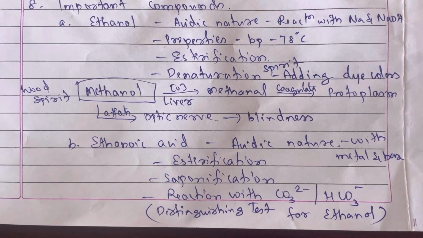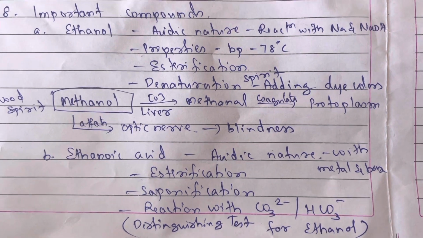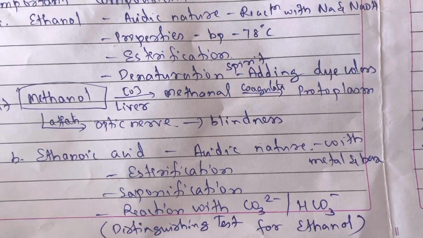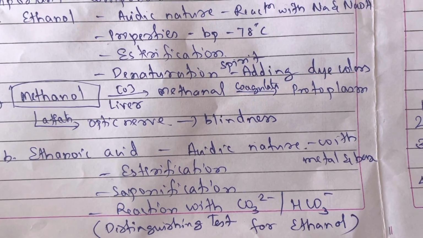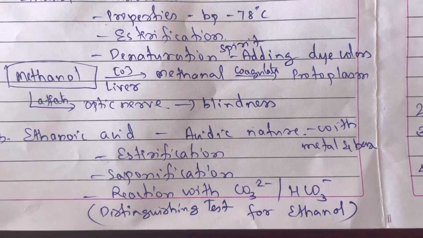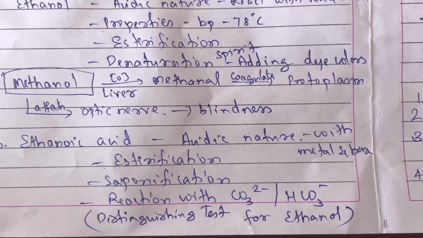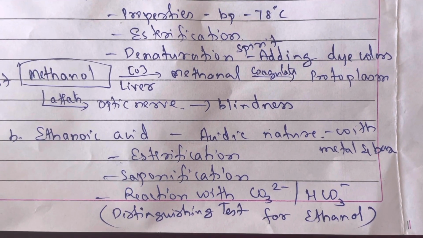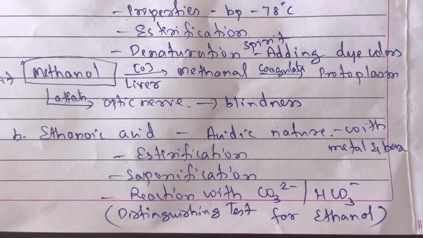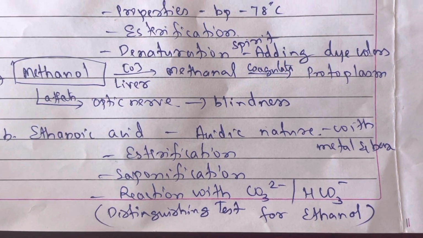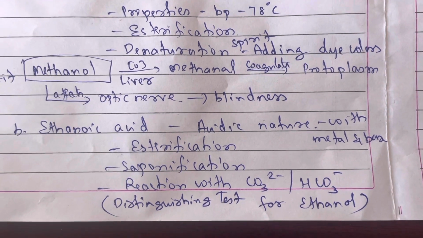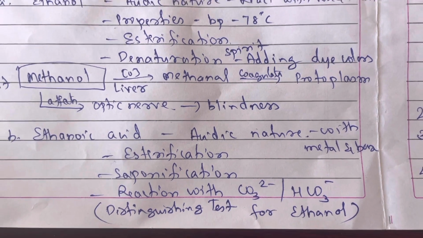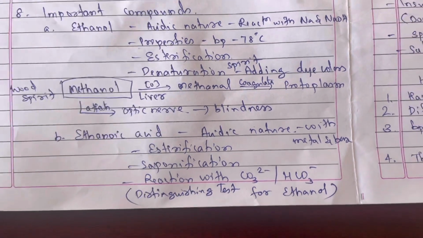Another important compound here is ethanoic acid, which belongs to the carboxylic acid family, and it showcases acidic nature. That means whenever it is made to react with a metal, it produces hydrogen gas and salt, and with a base it will give out salt and water. And it will also show esterification. It will also show saponification, where sodium acetate or sodium salts of esters are used to prepare back the soaps, like long chain fatty acids of sodium and potassium can be prepared out of this. And this gives a positive test with carbonate and bicarbonate by giving brisk effervescence with sodium carbonates or sodium bicarbonates.